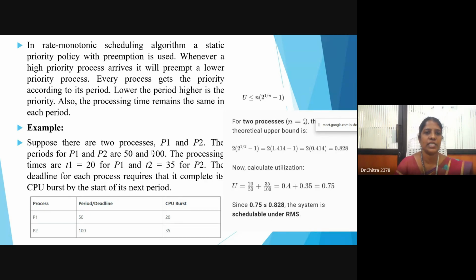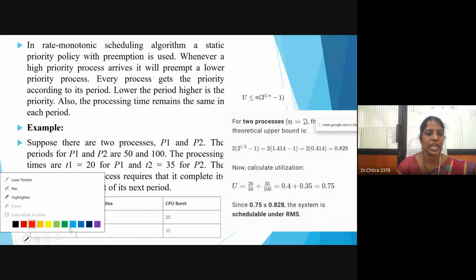For example, consider two processes. Here the period as well as the CPU burst time is given. The CPU burst time for process 1 is 20 and for process 2 is 35. Whereas the period of execution for process 1 is 50 and process 2 is 100. Here the higher priority is given to P1 because the period of P1, equal to 50, is less than 100. Hence, the higher priority is given to job P1.